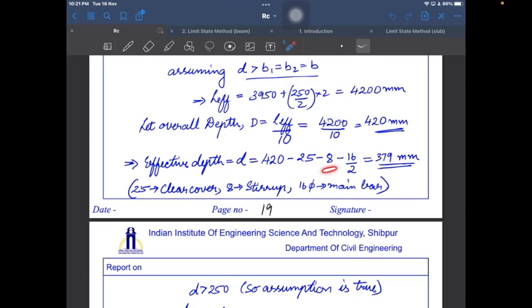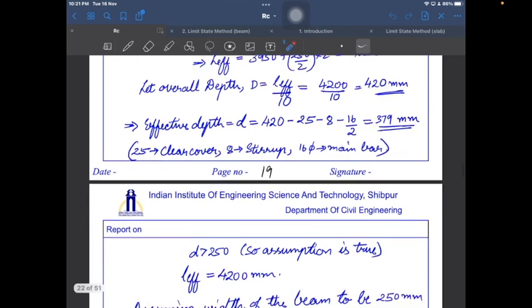and 8 is the stirrup, 8 mm dia stirrups I am taking, and 16 dia bars I am giving as main reinforcement, so 16 by 2. So this becomes my effective depth, 390. I hope till here it is clear.